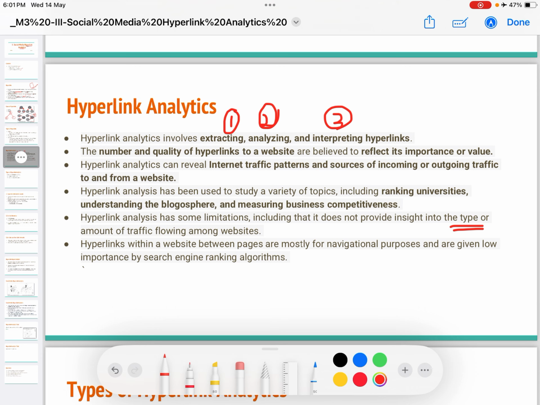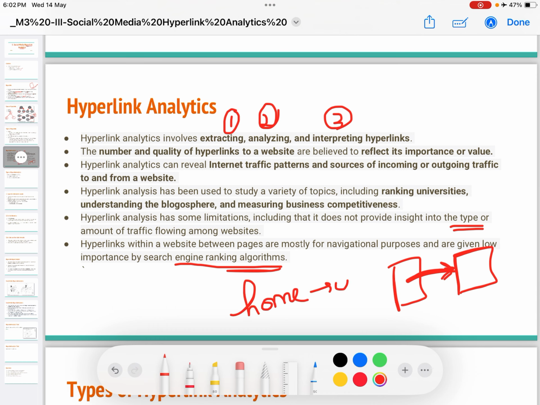Hyperlinks within a website between pages are mostly for navigation purposes and are given low importance by search engine ranking algorithms. So if you want to go from one page to another, these kinds of hyperlinks are of low importance. They are given low importance by the search engine algorithms, for example, to move from the home page of a website to the contact us page.